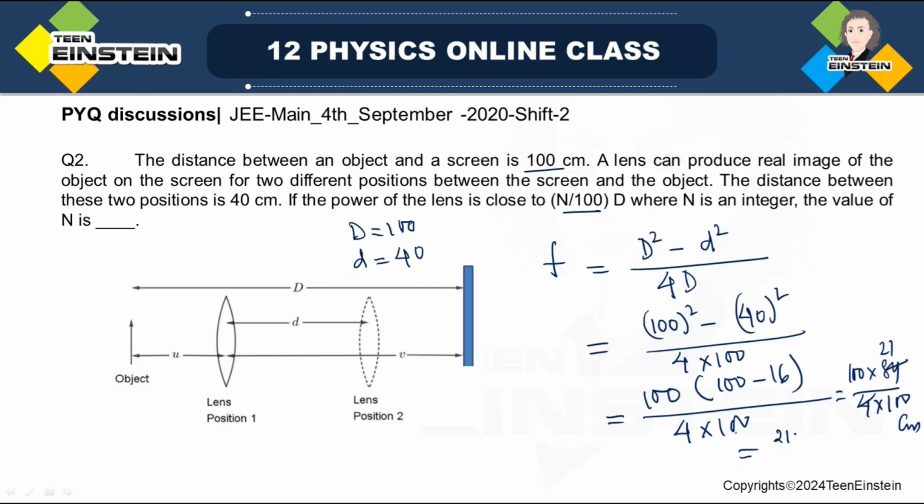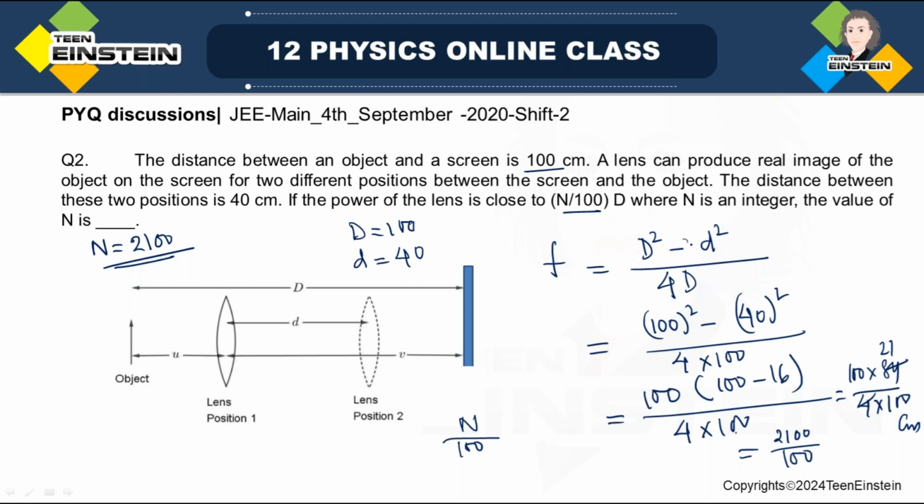So 2100 divided by 100. If I compare with N by 100, then the capital N will be equal to 2100. Okay, so this is one way, and the very simplest way. If you correctly remember what is capital D, what is small d, and whether this sign is plus or minus, then you are done within a minute. Within a minute you will be able to solve this problem.